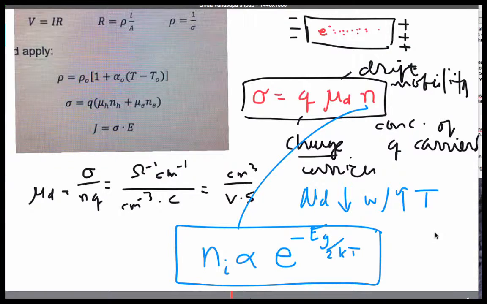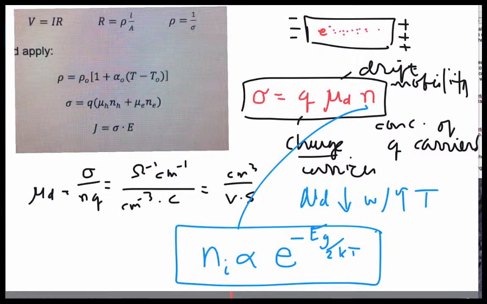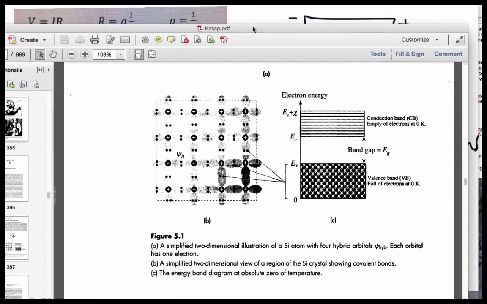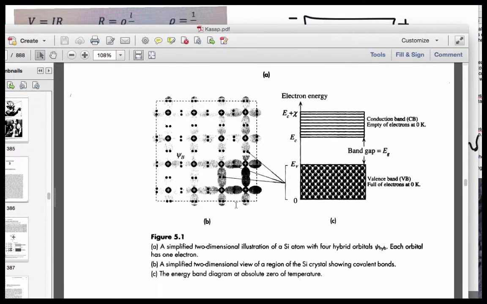Okay, we're going to look at where this N sub I term comes from, which is the intrinsic carrier concentration. To do that, I'm going to pull out a page from your textbook. As you can see here, this is meant to be silicon, and these are silicon cores that are covalently bonded. This is meant to represent shared electrons between the adjacent atoms. This is a 2D representation, so, of course, silicon is 3D.